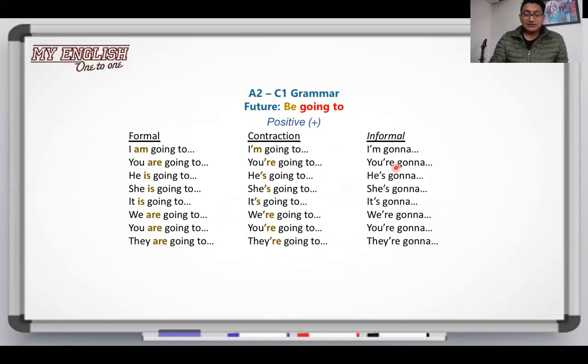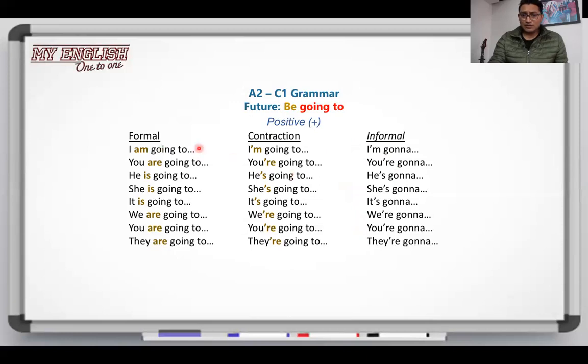So it's good for you to know, but also you have to remember that this is not formal, and you should not use this form in a test unless they request it, or in any formal communication situation. So anyways, let's read the pronunciation. I'm gonna, you're gonna, he's gonna, she's gonna, it's gonna, we're gonna, you're gonna, they're gonna.